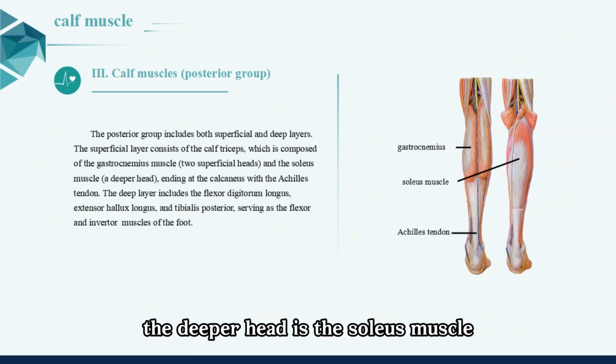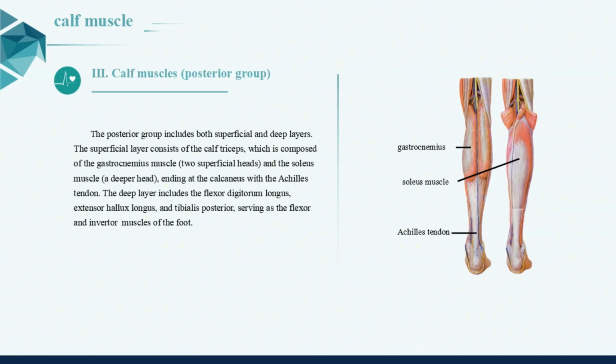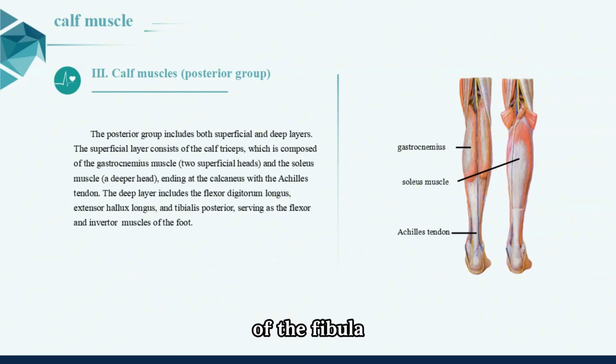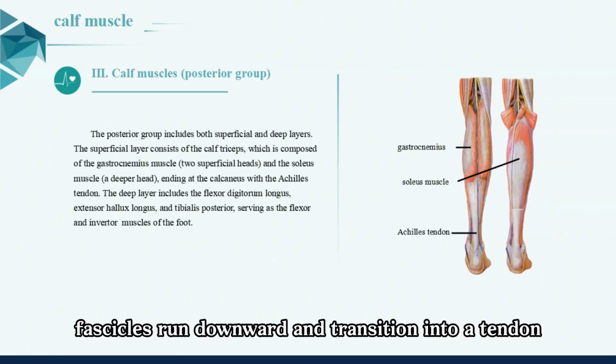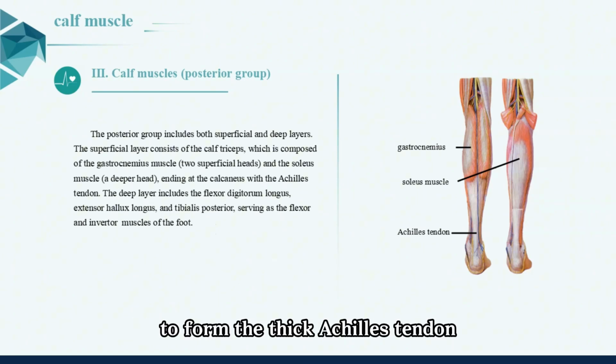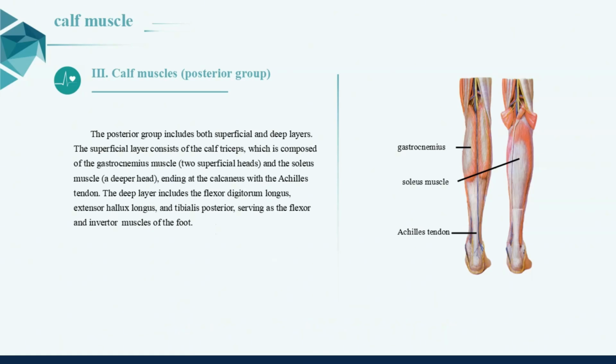The deeper head is the soleus muscle. It originates from the upper part of the posterior surface of the fibula and the soleal line of the tibia, the muscle fascicles run downward and transition into a tendon, which fuses with the tendon of the gastrocnemius to form the thick Achilles tendon. It terminates at the calcaneus.